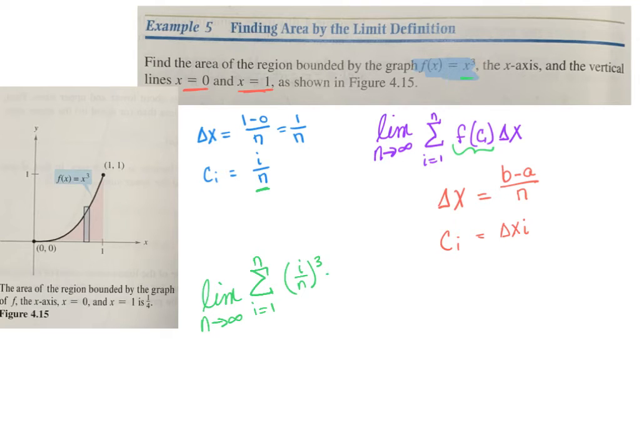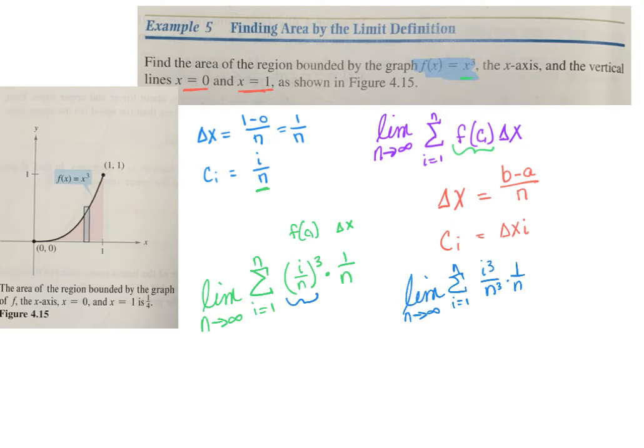And I'm going to multiply that. That's your height times your width, your delta x. So this is f of c of i right here. And this is delta x, which we found to be 1 over n. And now we need to actually do it. So we need to actually cube this guy. So I have the limit as n approaches infinity, my summation little guy there, because I haven't replaced him yet. This is i cubed over n cubed times 1 over n.